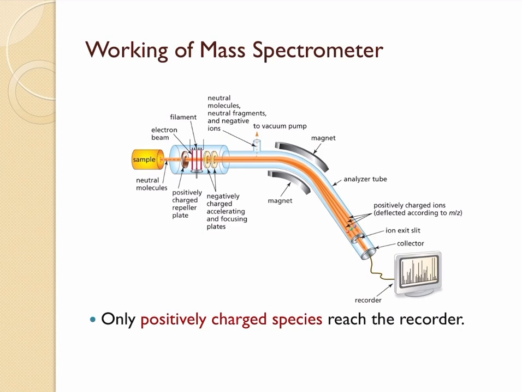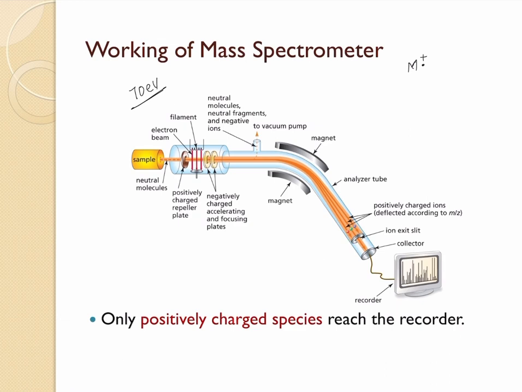Here's the working of a mass spectrometer. Let's say you inject a sample into the mass spectrometer. The first thing that happens is the sample gets vaporized, and then it is ionized using a high energy electron beam. As I said before, the energy of this electron beam is 70 electron volts. When the high energy electron beam hits the neutral molecule, it produces what is called the molecular ion. Remember, the molecular ion is a radical cation, with an unpaired electron and a positive charge.